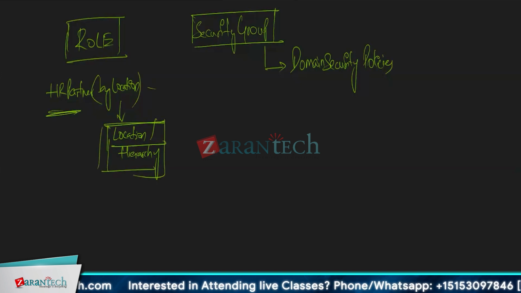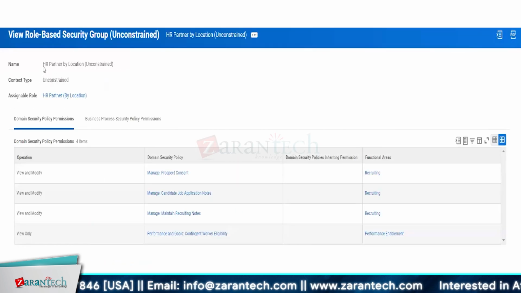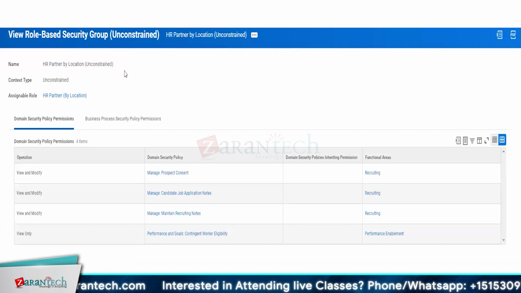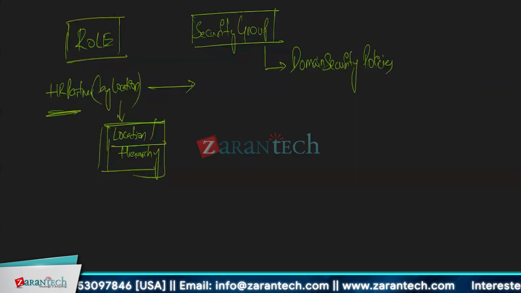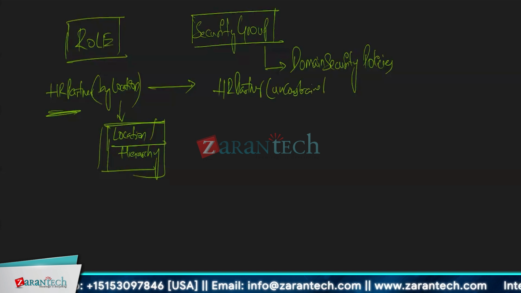Now you are also creating a security group. What is a security group that is created here? If I go back, the name of the security group is HR partner by location unconstrained. This is a security group that is created, and you are assigning it to this particular assignable role. So that is where you are attaching it. Nikhil, you did not explicitly create the security group, is it?